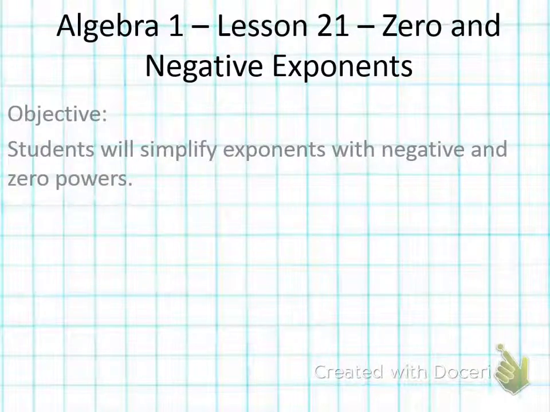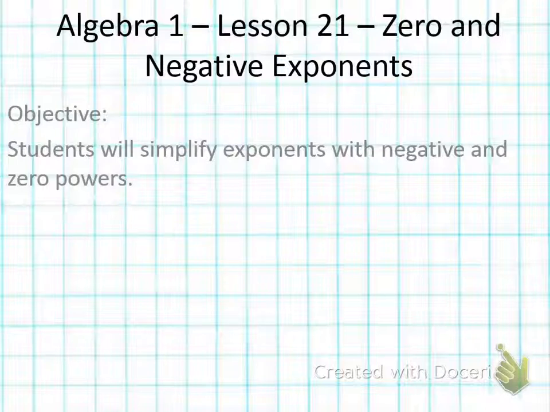So this is lesson 21, 0 and negative exponents. So we're going to talk about exponents. Exponents have to do with multiplication in math, okay? And it's just another way to write multiplication problems. Okay, we don't always use exponents. We use exponents when we want to multiply the same thing over and over again, okay?